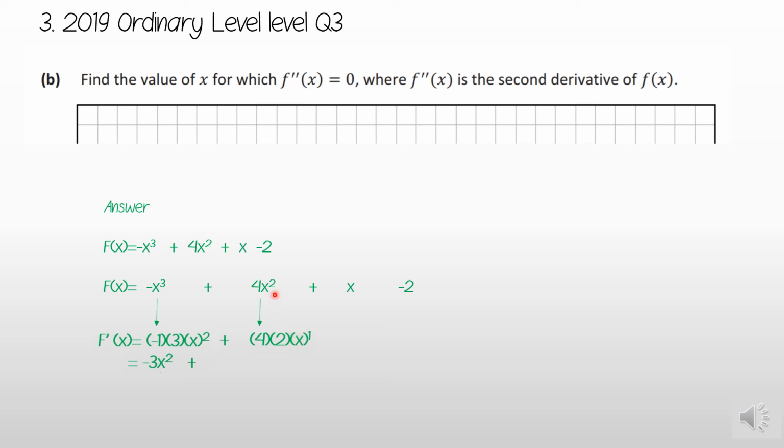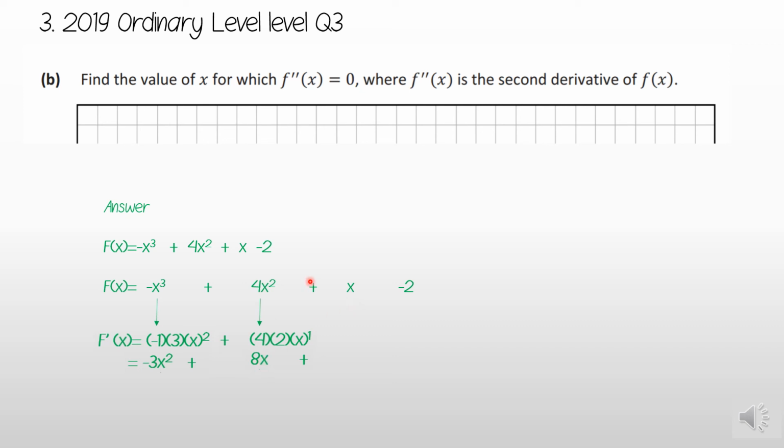The new power of x is now what it was before, which is 2 minus 1. So 2 minus 1 is 1, so the power of x went down by 1. It's now to the power of 1. And then you boil that down. 4 times 2 is 8. So x to the power of 1 is x. So you have 8x. So this one boils down to 8x.